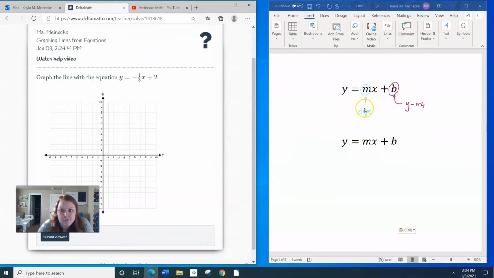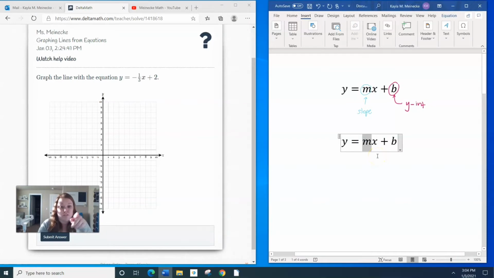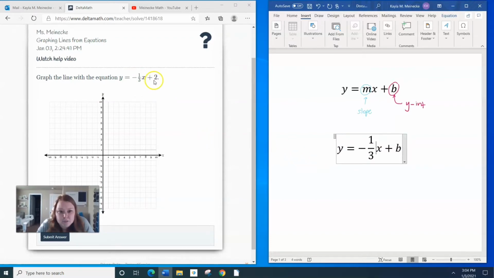The m value is our slope. The b value is the y-intercept. So I'm just going to change this equation to what it says on screen. The number attached to your x value is -1/3, so I'm going to type that in right there. And the b value is +2. So what that tells me is that the slope is equal to -1/3.